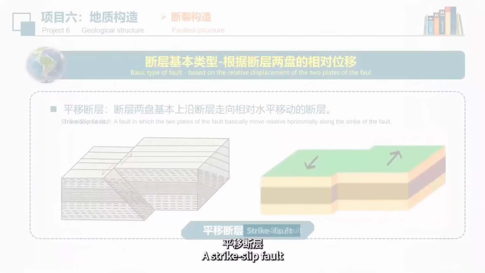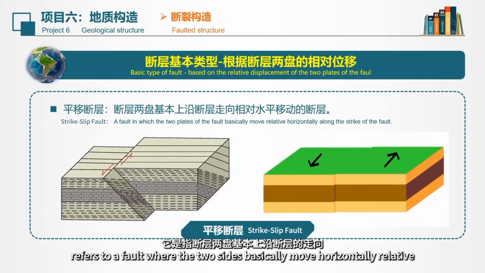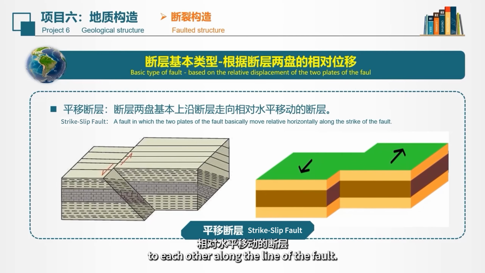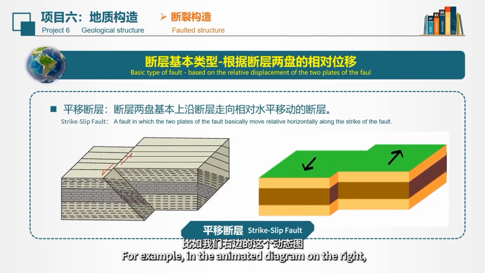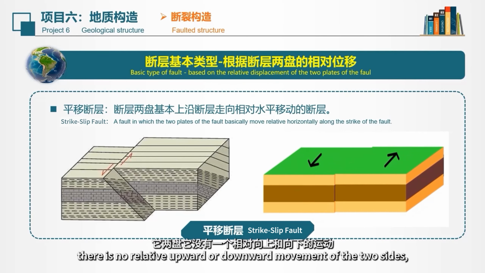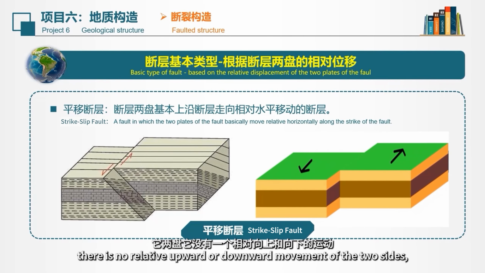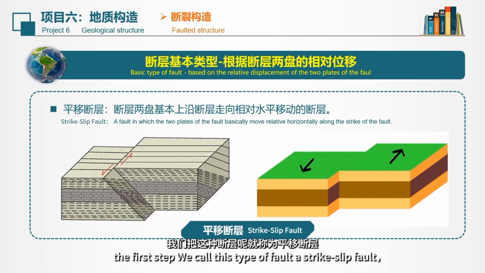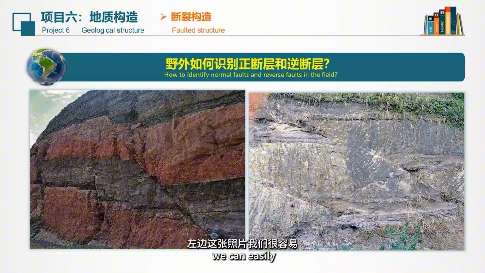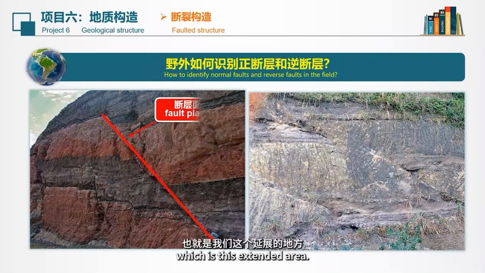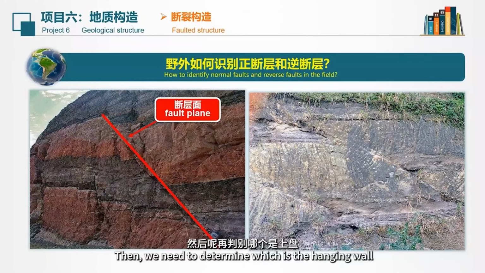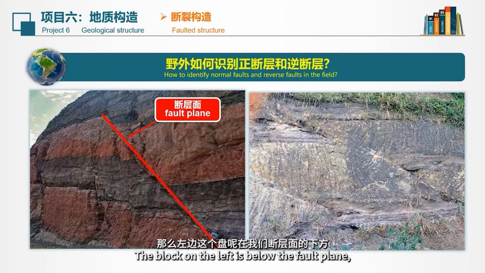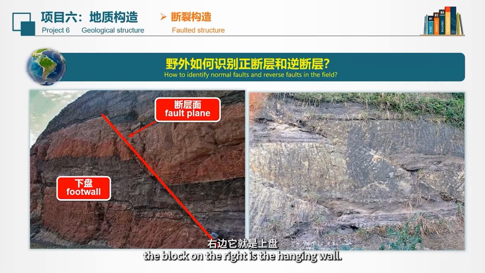A strike-slip fault refers to a fault where the two sides basically move horizontally relative to each other along the line of the fault. For example, in the animated diagram on the right, there is no relative upward or downward movement of the two sides, but rather a horizontal shift. The first step to determine the type of fault is to find the fault plane. We can easily locate the fault plane, which is this extended area. Then, we need to determine which is the hanging wall and which is the footwall. The block on the left is below the fault plane, so it is the footwall. The block on the right is the hanging wall.